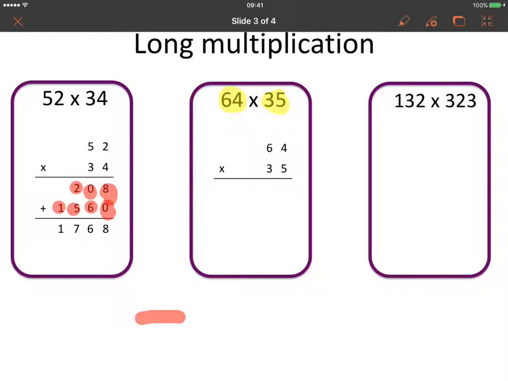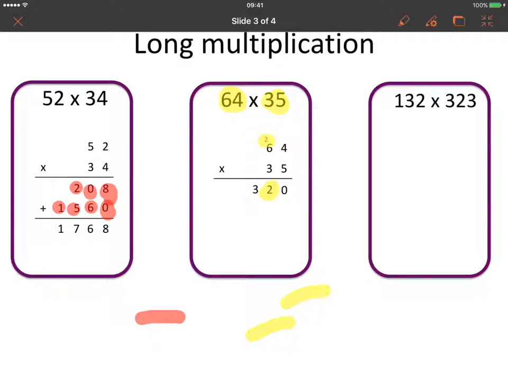And like before, I'm going to start with my units and I'm going to multiply it with the units at the top. So 5 times 4 is 20. However, this time I have to carry my 2 right there. Once I've carried my 2, I can continue and say 5 times 6, which is 30. However, because I've carried that 2, I cannot forget that this 30 will now become 32.